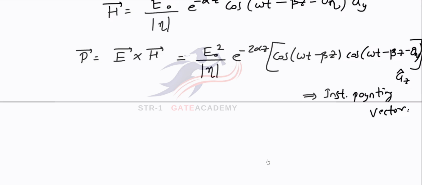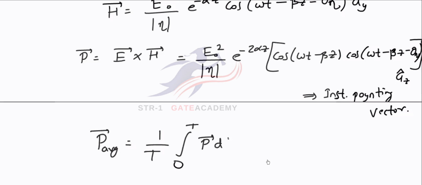It is not of great significance. The significance is for average power. So P average: this instantaneous Poynting vector is used to find the average Poynting vector. The average Poynting vector is 1 by T integration 0 to T of P vector dt, over a time interval, over a period.